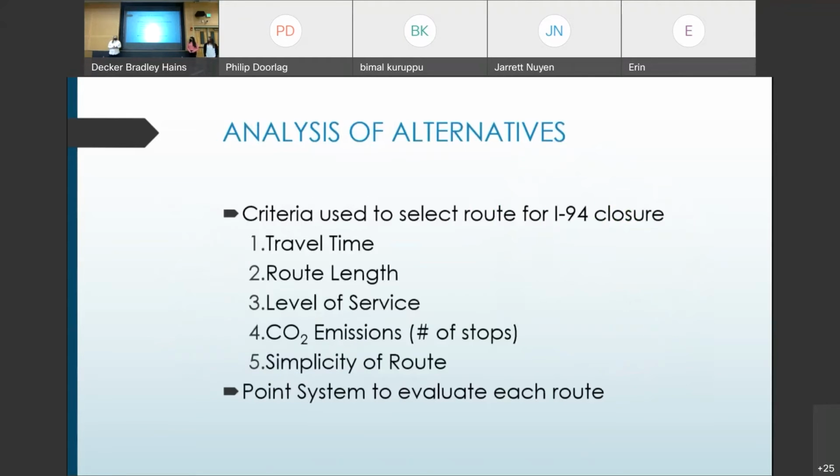Then an analysis of alternatives was conducted for each route. The team came up with 5 criteria to compare each route. These criteria are travel time, route length, level of service, CO2 emissions, and simplicity of route. After each of these categories was investigated, a point system was created to evaluate each route.